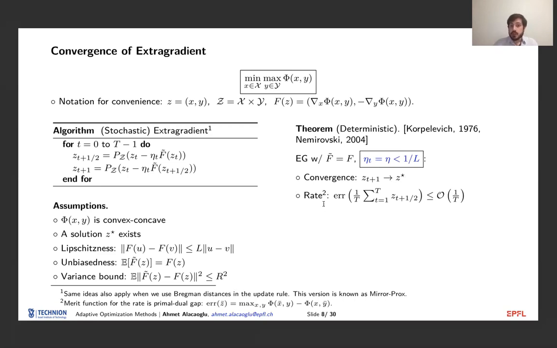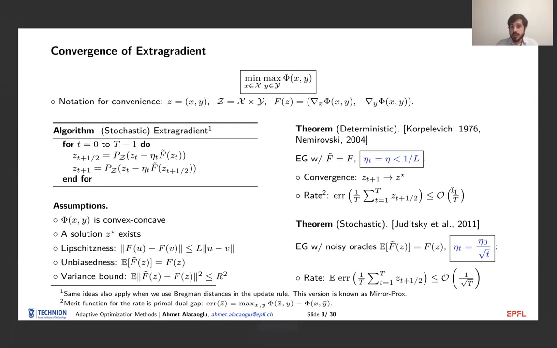And the second result is on the rates. Essentially, we get that the averaged iterate converges at the rate of 1 over t. Here, the error function will be the primal dual gap. I'm not going to get into the details of the primal dual gap, but essentially it is the correct optimality measure for this problem, and it's enough for us to know this for the purposes of this part. And this rate, 1 over t, is actually the optimal rate.